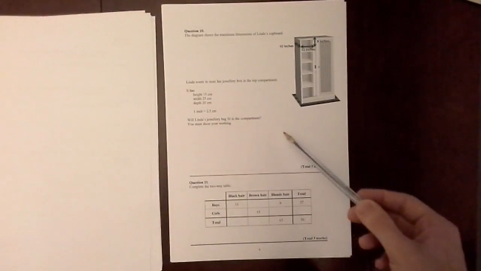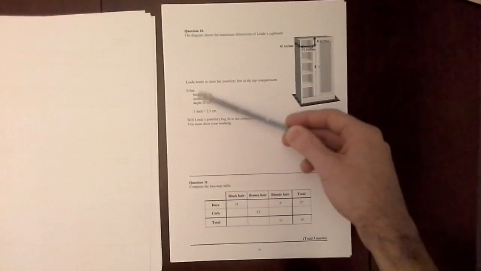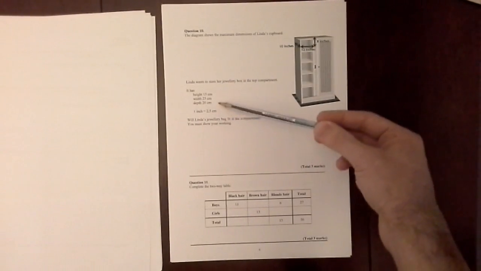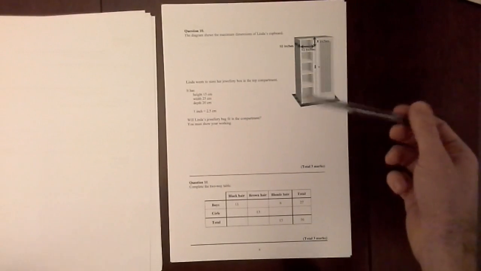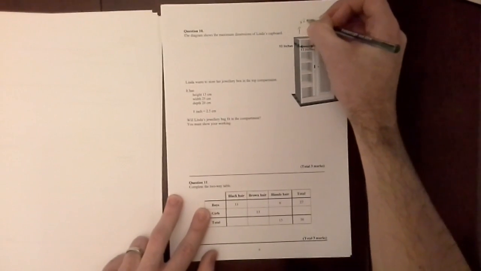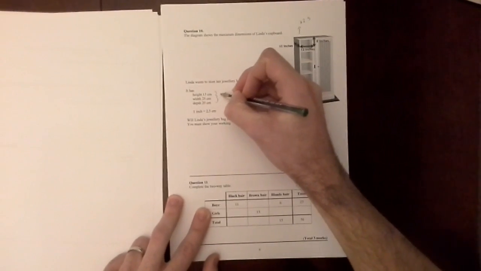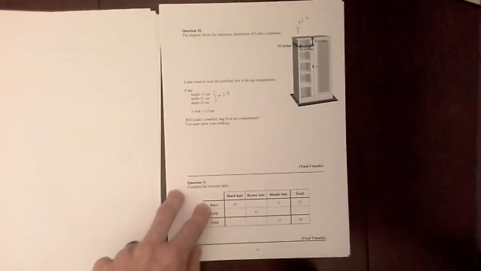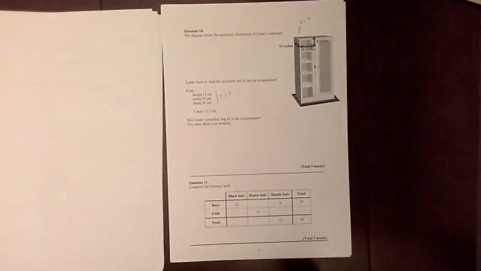So in question 10, you have to decide whether the jewellery bag will fit inside the compartment. Problem being that this is all in centimetres and these are all in inches. So in order to make that decision, you're going to need to turn either these into inches or these into centimetres. So you can do that by either timesing the inches by 2.5 to turn them into centimetres, or dividing the centimetres by 2.5 to turn them into inches, and then use those numbers to help you compare the two.